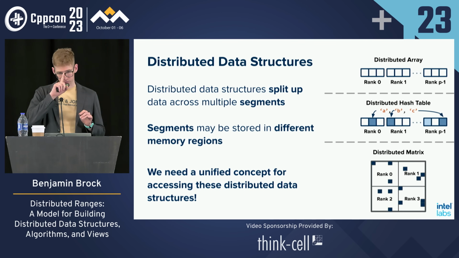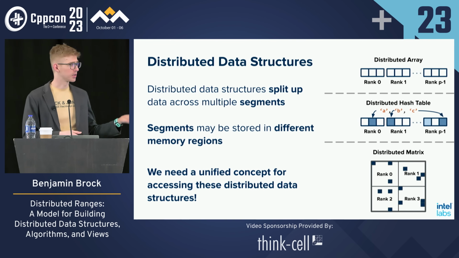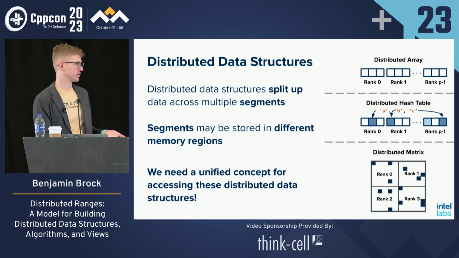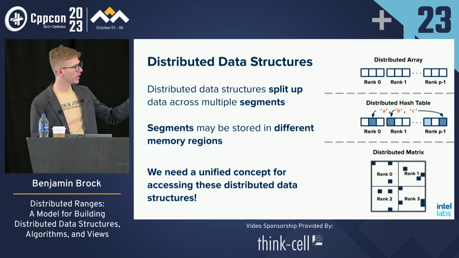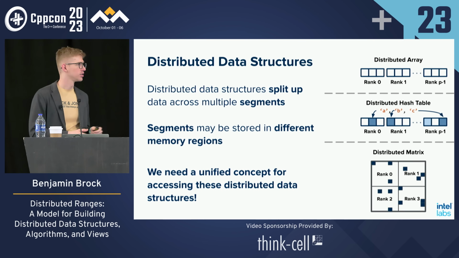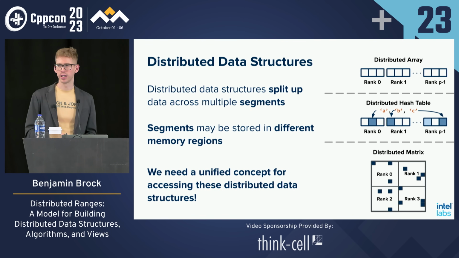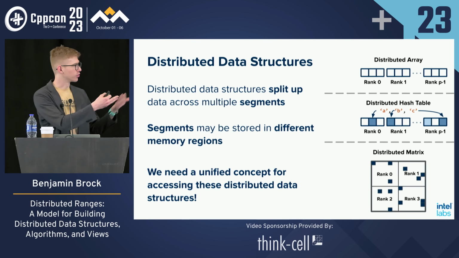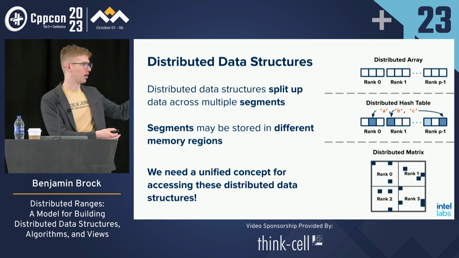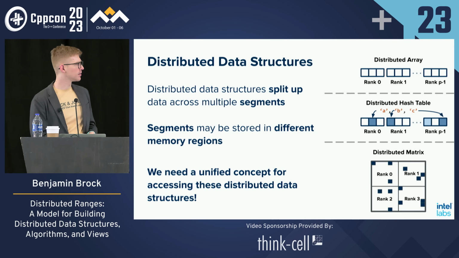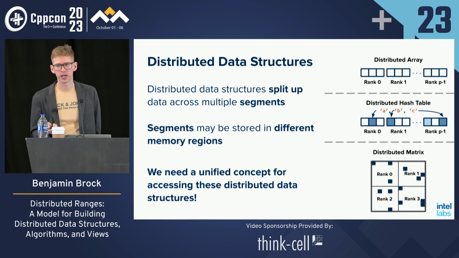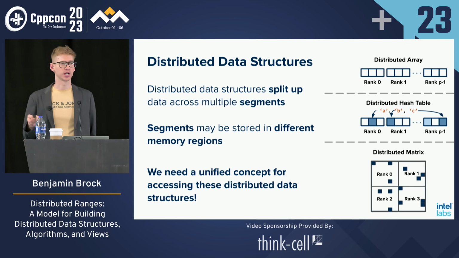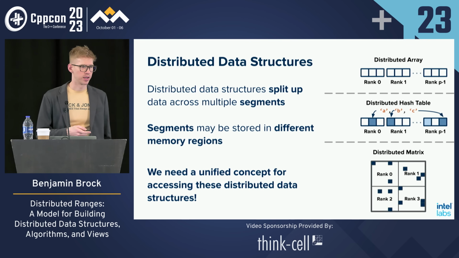So typically, distributed data structures are going to split up data across multiple segments, right? So whether you have a distributed array, a hash table, or a matrix, right? These many different kinds of data structures, they all have segments, right? And each of these segments is typically stored in a different memory region, right? So if you have a distributed array, it might be split up across a few different nodes.